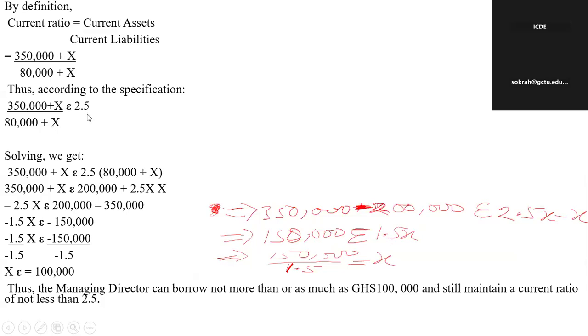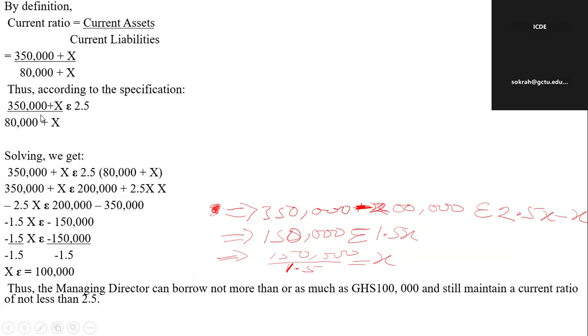So that is the symbol we are using for that statement. So should it be less than 2.5, and so on. So that is what you see. Then with this, once you put this there, we can now solve the inequality. So we get what?